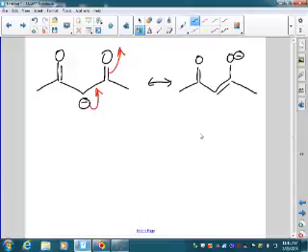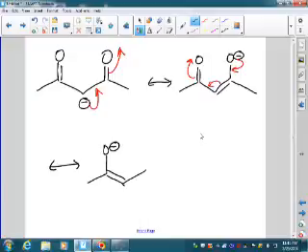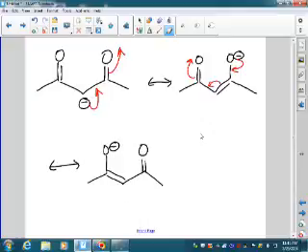And then you can go back to the other side. You can close this back, move this here, and open that there, and that puts the O- on the other side, which is an identical resonance structure to the first one, just flipped over, but the two of them make this a very stable entity, and the fact that it's a diene makes it very stable compared to this one.